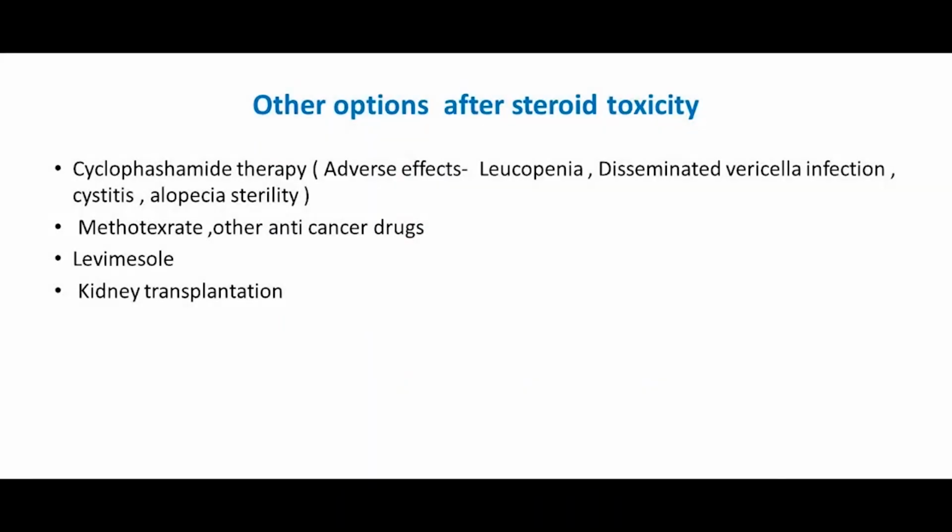Other options after steroid toxicity: once the patient gets resistance to steroid, what are the other options available in contemporary medical science? They will go for some other immunocompromising or immunosuppressive drug. Either they will go for cyclophosphamide therapy or methotrexate or an anti-cancer drug, and the last option, kidney transplantation. So these are the other options available in contemporary medical science. Next.